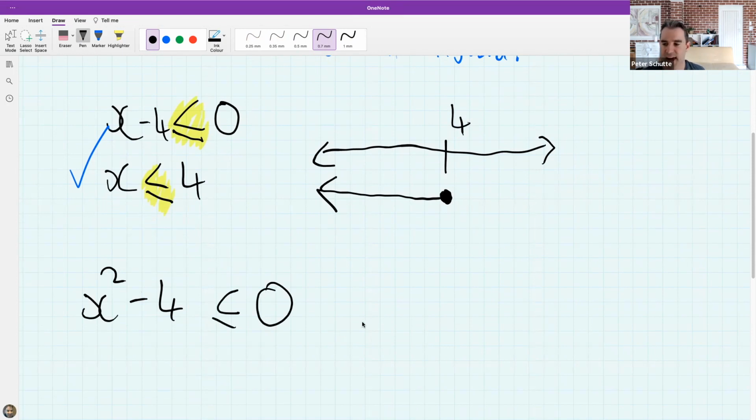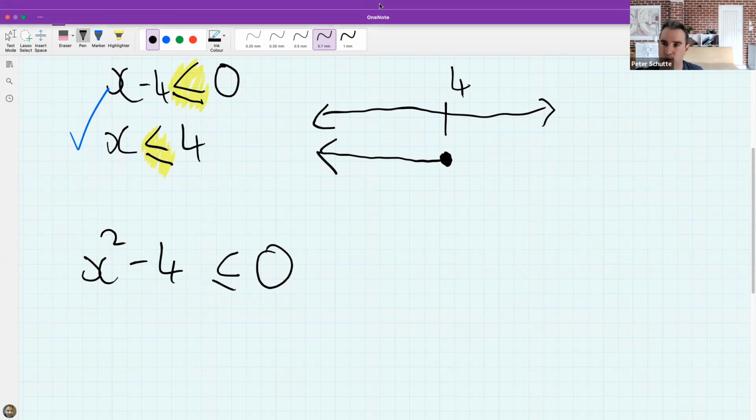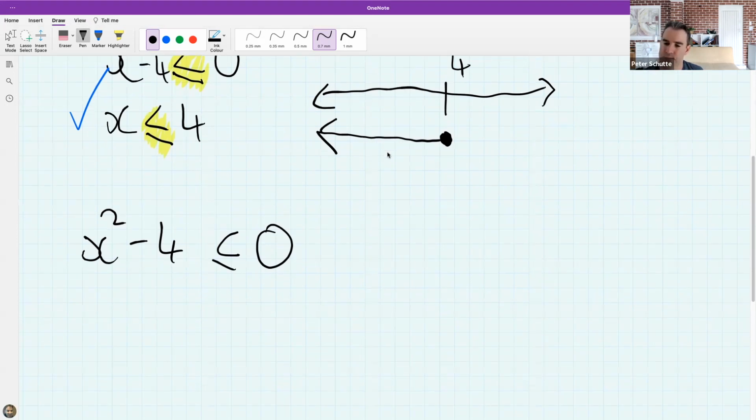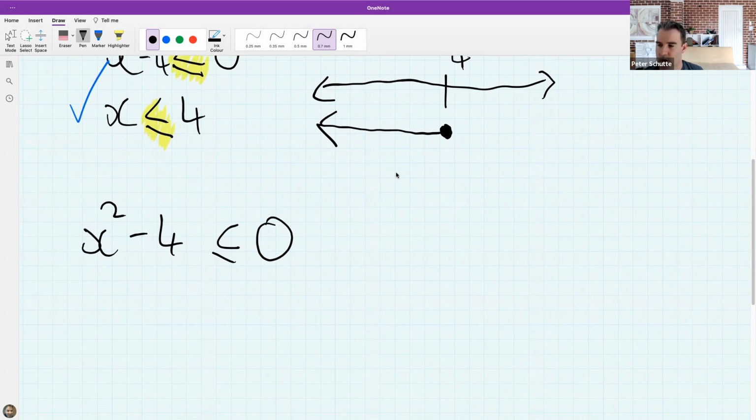So we might say you've got to solve for the value of x in this. Give me a thumbs up if you've seen a question like this. So the question would be, solve the inequality x squared minus 4 is less than or equal to 0. Give me a thumbs up if you've seen that before. Okay, I see a couple of thumbs up.